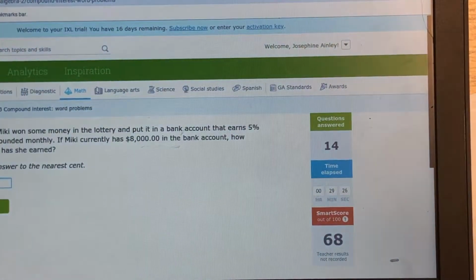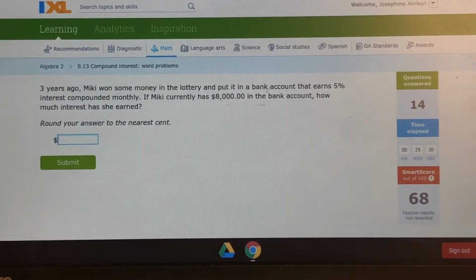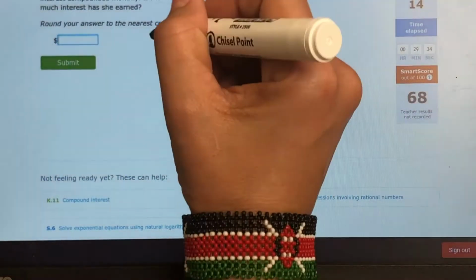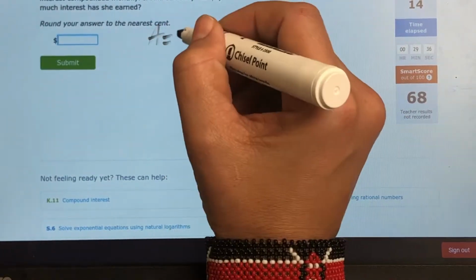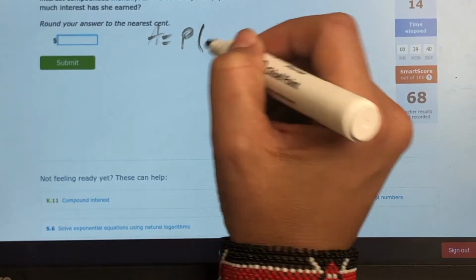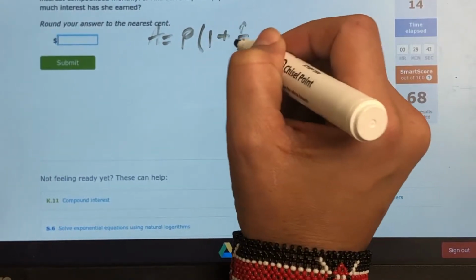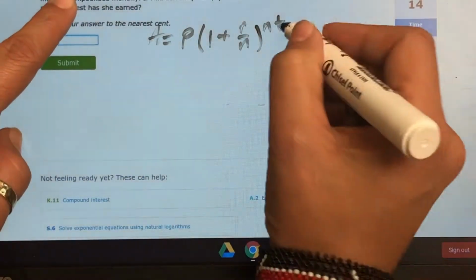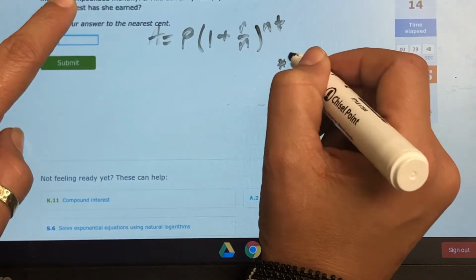Okay, so like I said, I'm gonna do this a little bit faster, because I typed in a letter instead of pressing enter. So just try to follow along. So again, write down the formula, A equals P(1 plus R over N) to the power of N times T. Fill in the information: 3 years ago, so that's T. So it's gonna be times 3.